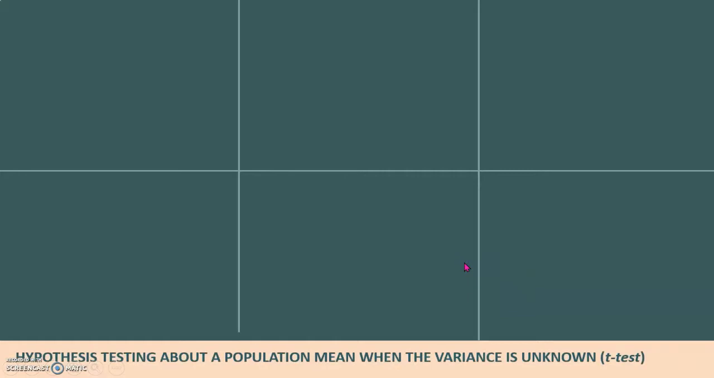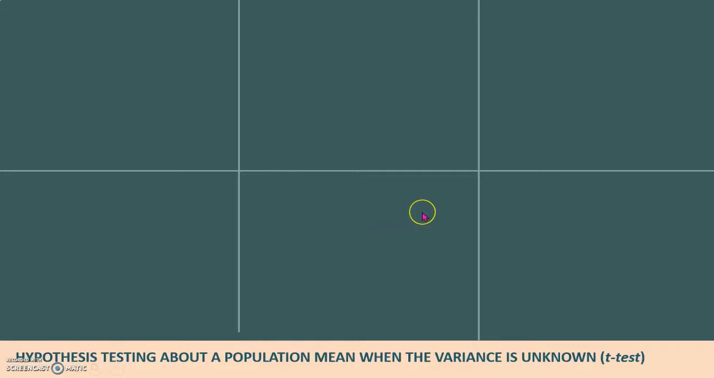Now, how to do hypothesis testing about the population mean when the variance is unknown. So we already have an idea what distribution to use if the variance is unknown. And this variance that is referred to is the population variance.